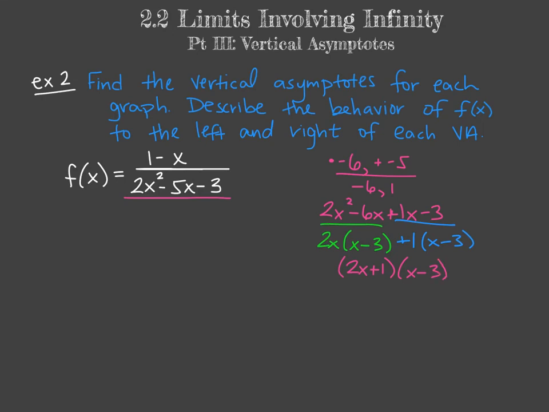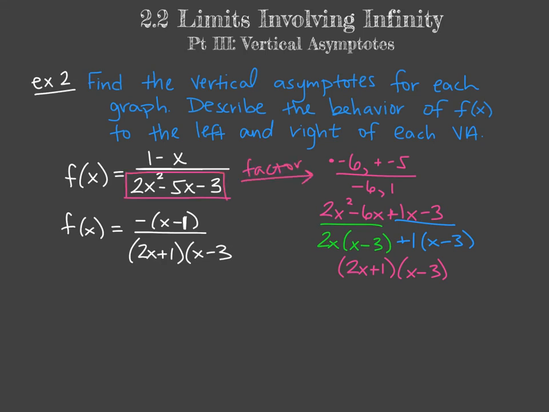So we can rewrite this function as 1 minus x, which I'm going to rewrite as negative x minus 1, so it looks like a factor in the numerator, over 2x plus 1 times x minus 3. I did this in the numerator to see if x minus 1 would cancel with anything, and it didn't.